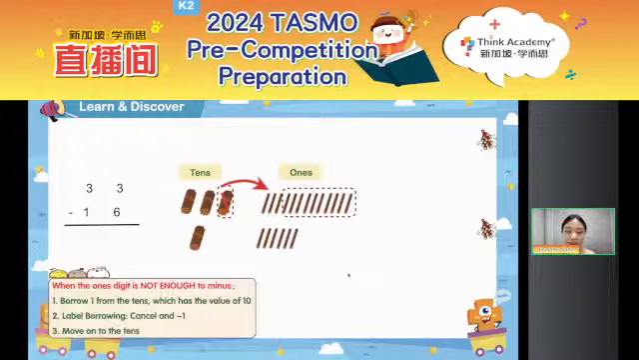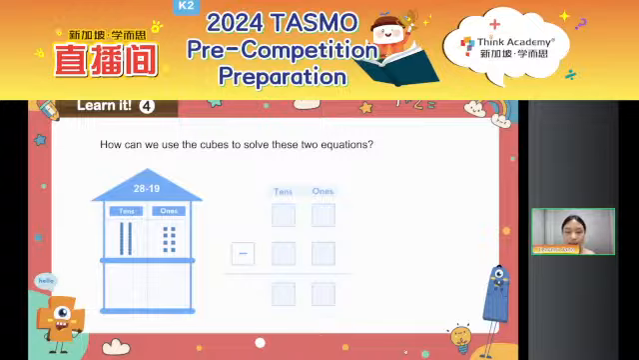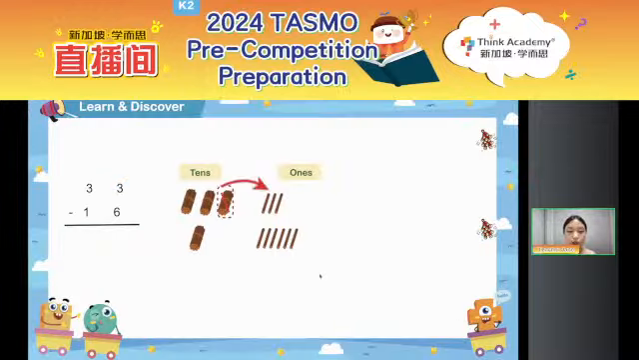Then we can see that the ones digit is not enough to minus. We just borrow 1 from the tens, and then we can move to the tens place and then do the calculation. So everyone, let's try it together. How can we do this? We can see this time we just break 1 ten from the tens place. So after we borrow 1 ten, we still have 2 tens here, right? And then this time the ones place will have 13, right? So this time we can do the calculation.